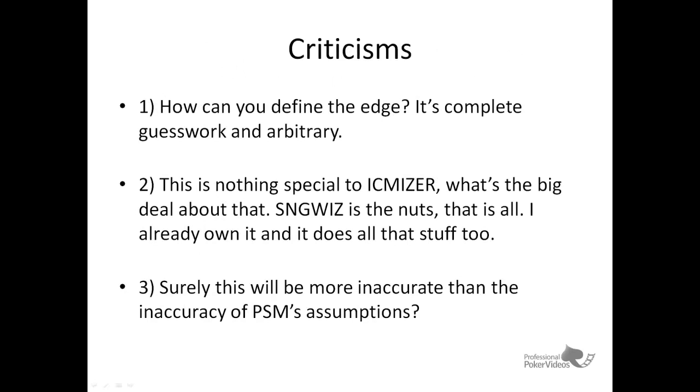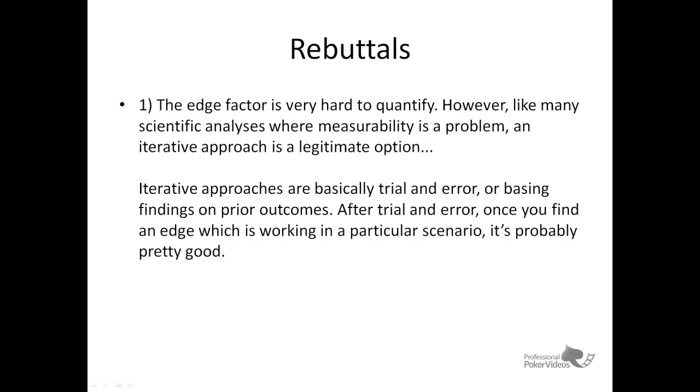So a few criticisms for people that are still skeptical about what I'm saying. First one could be, well, how can you define the edge that you're going to use on ICMIZER? It's complete guesswork and it's arbitrary. Second criticism, well, maybe there's nothing special about ICMIZER because Sit and Go Wizard pretty much does the same thing. Why are you making such a big fuss about this one? And then finally, well, surely the inaccuracy of this calculation is going to be worse than the inaccuracy of PSM's calculation, and I've already discussed that.